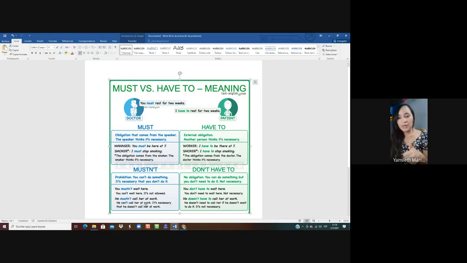Remember this prohibition. Don't have to: not obligation. No obligation. You can do something, but you don't need to do it. Not necessary. The examples: you don't have to wait here. You don't need to wait here, not necessary. He doesn't have to call her at work. He doesn't need to call her if he doesn't want to do it. It's not necessary.